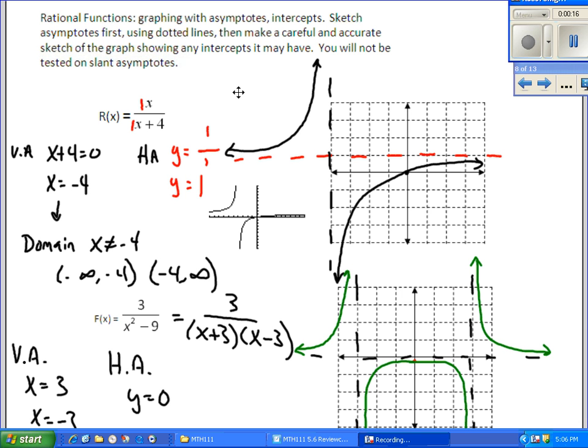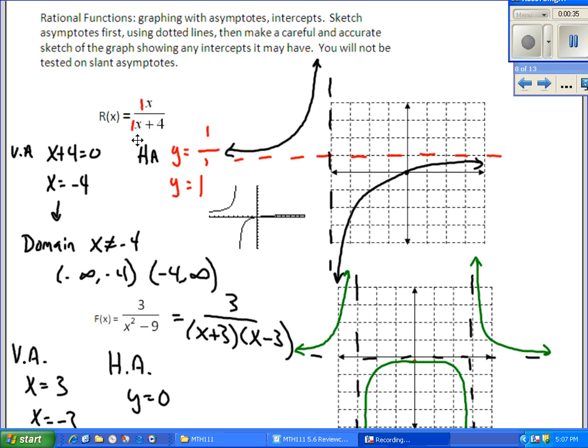I want you to sketch the asymptotes first using a dotted line, and then make a careful sketch of the actual graph of the function using a couple of nice points. You don't have to have a lot of points, but a couple just to help you locate where the function is. So the first one we're going to look at is x over x plus 4.